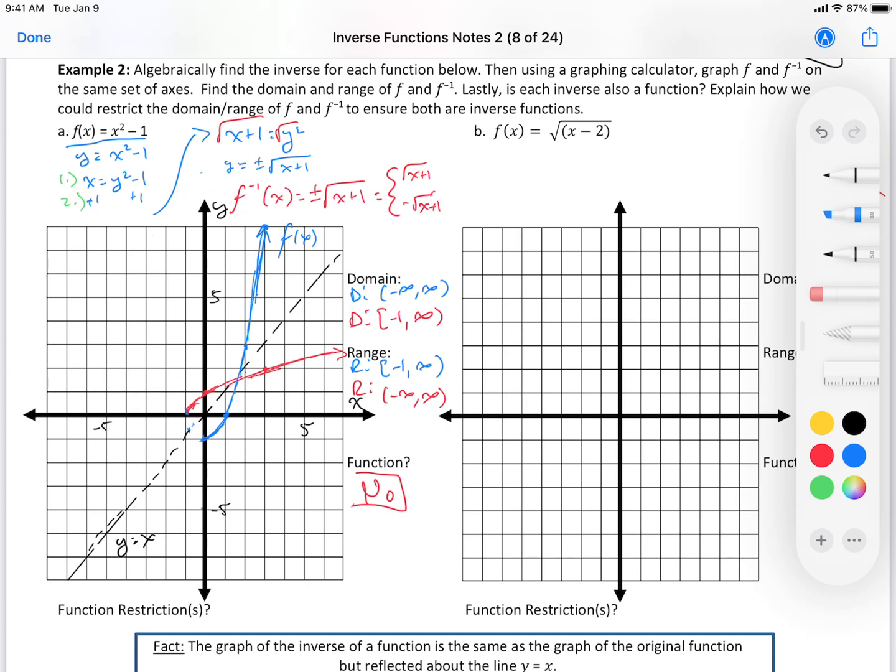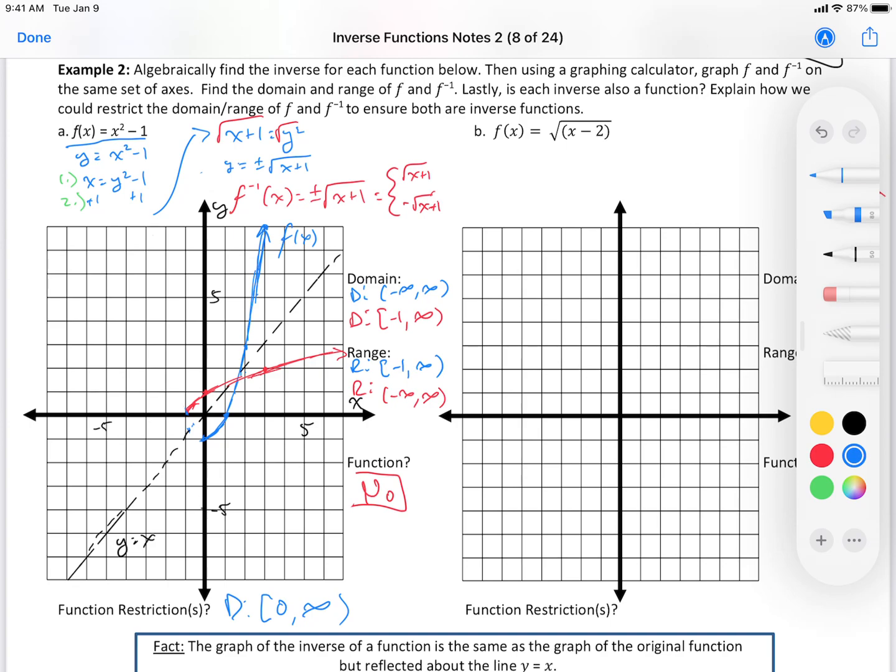What did I do here? What did I erase? I erased all the negative values. So, if I change my domain for my function restriction and say that f of x is equal to x squared minus 1 for the domain of 0 to infinity, so only my positive values, let's look at how that would change things.